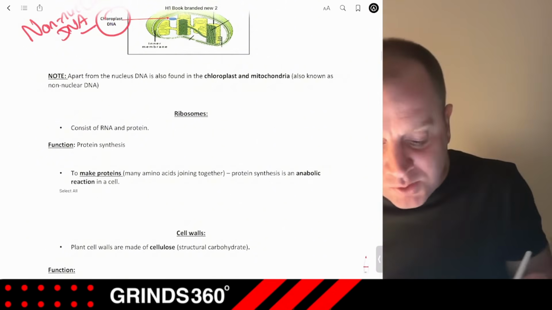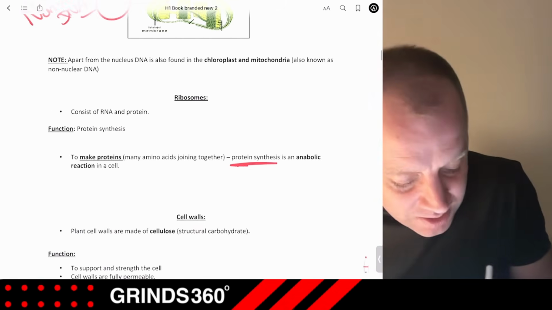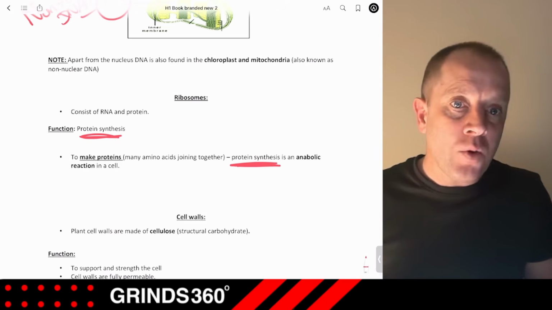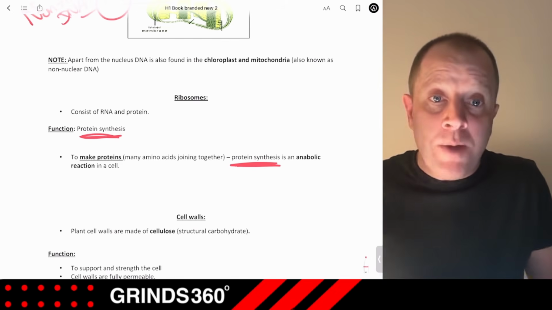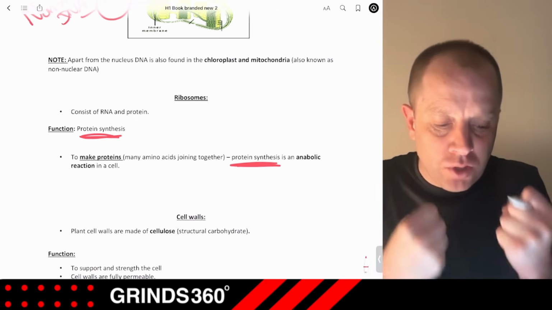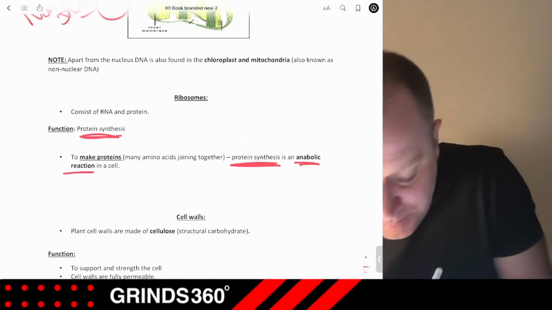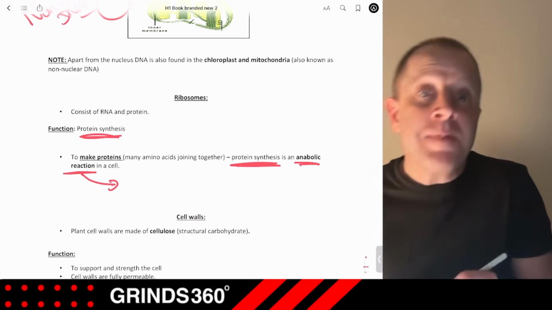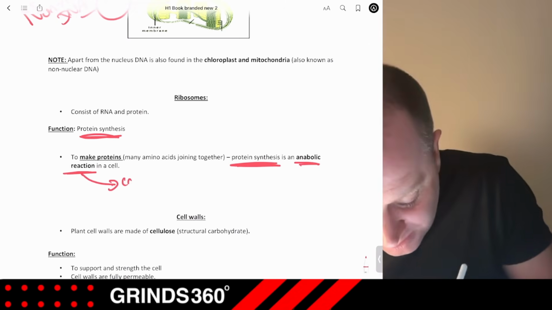What about the ribosome? The ribosome is the site of protein synthesis. It's where proteins are made. Okay? How does the ribosome make proteins? By joining amino acids together to form a larger complex molecule called a protein. For that reason, protein synthesis is an anabolic reaction. I studied that in the food chapter, but if you want me to write it in here again, I will.